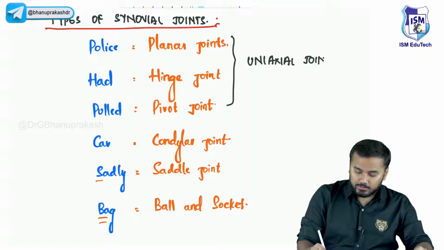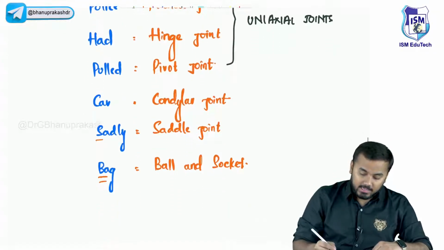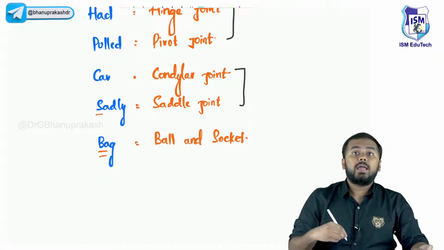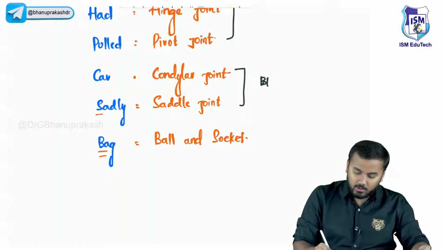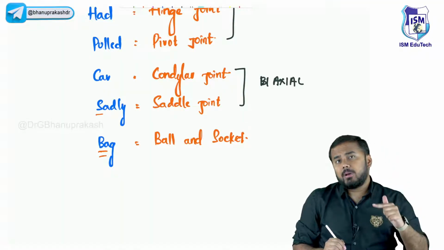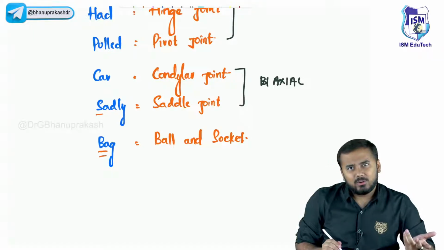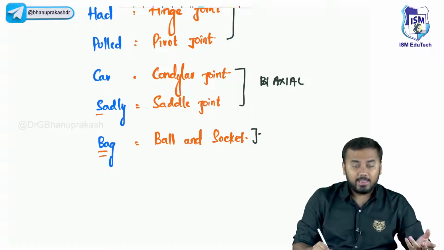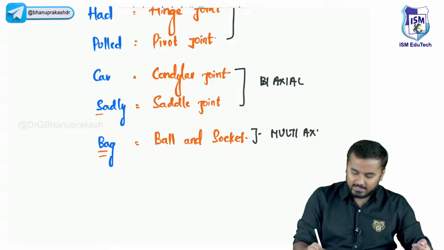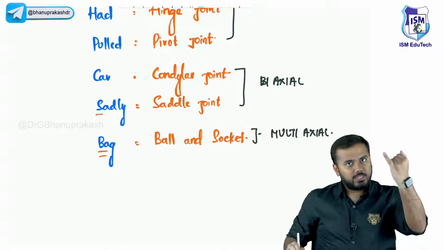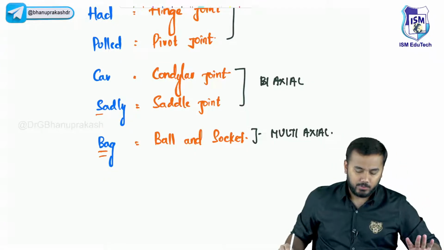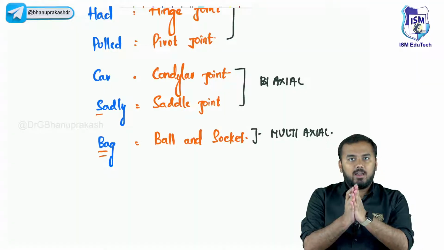Uniaxial joints. Okay. After that, the next two joints are called biaxial joints. Uniaxial, biaxial, is there anything called triaxial? No, right? Then what is left? Multi-axial. So this is a multi-axial joint. So we have three uniaxial joints, two biaxial joints, and one multi-axial joint. Okay. So we shall look at them one by one.